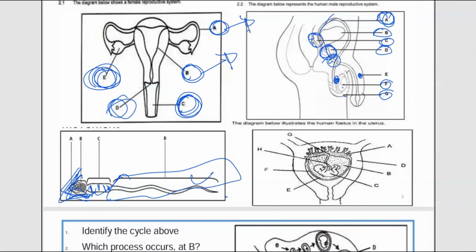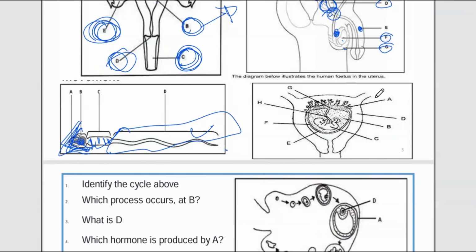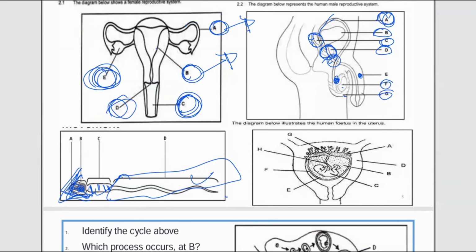Then the chromosomes and the nucleus, that is adaptation for fertilization. So you have to know those things. Then on this diagram, all these are just labeling. You have to know how to label such.